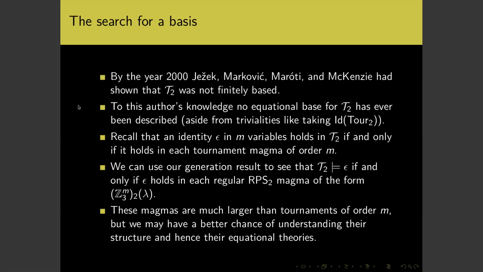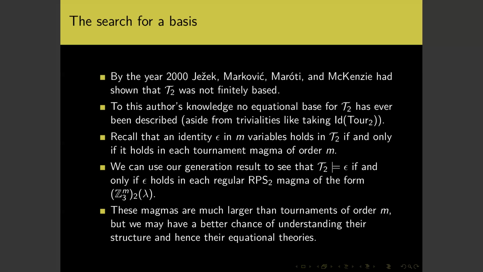And so I apologize for taking it a little too slow in the beginning and rushing at the end, but the comment I wanted to make about finding a basis for the variety generated by tournament algebras was that, by the year 2000, this is again just the binary case of what I was just discussing, Jezek, Markovic, Maroti, and McKenzie had shown that T_2, the variety generated by tournament algebras in the classic binary sense, is not finitely based. And to this author's knowledge, that was 20 years ago, and as far as I know, no equational base for T_2 has ever been described, aside from trivial things like taking as a base the collection of all the identities that belong to that equational theory, which is obviously not interesting.